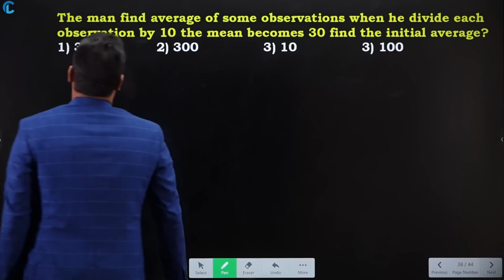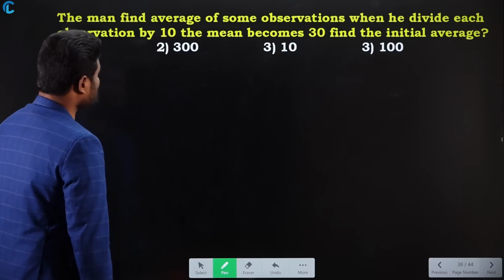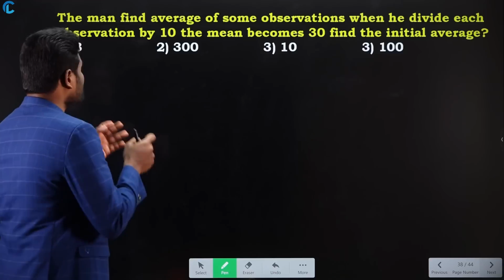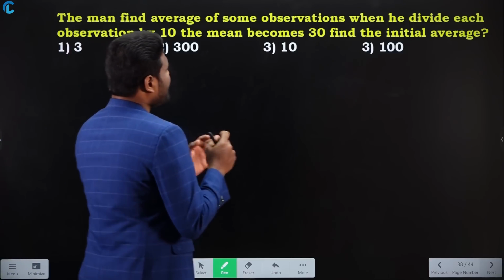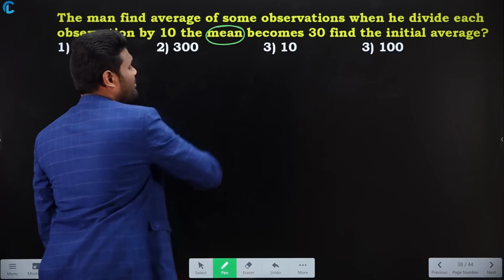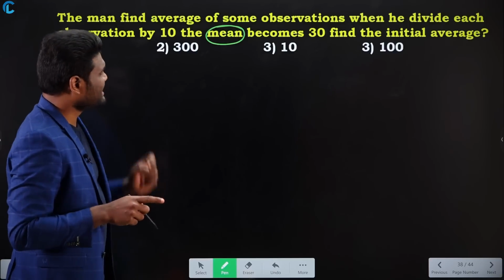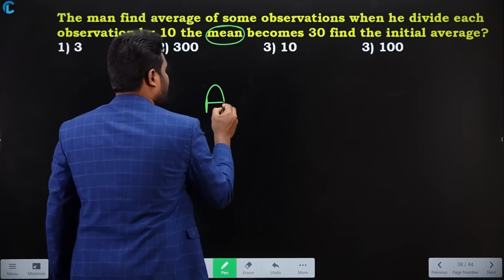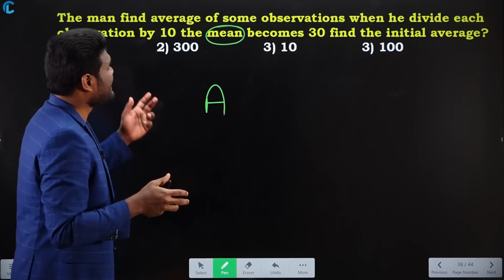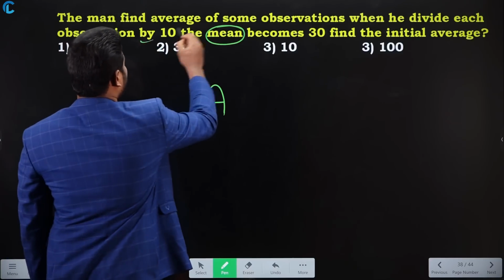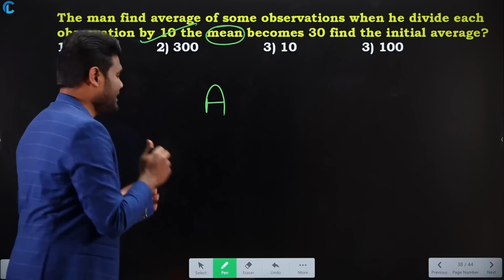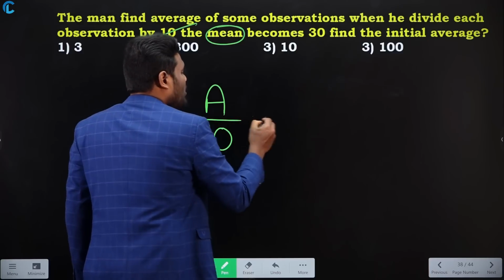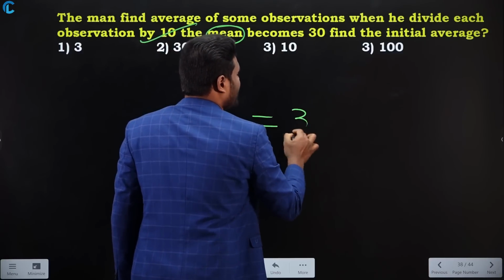Let us look at the next one. A man finds the average of some observations. When he divides each observation by 10, the mean becomes 30. Mean or average, both are the same, as I have already told you. Find the initial average. So initially the average is, let us say, A. Now what happened? Each number is divided by 10. If each number is divided by 10, the average is also divided by 10. When the average is divided by 10, the new average is going to be 30.